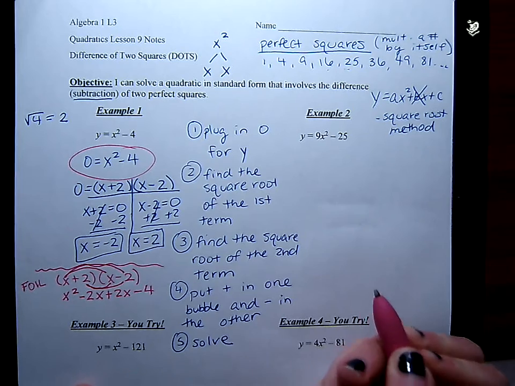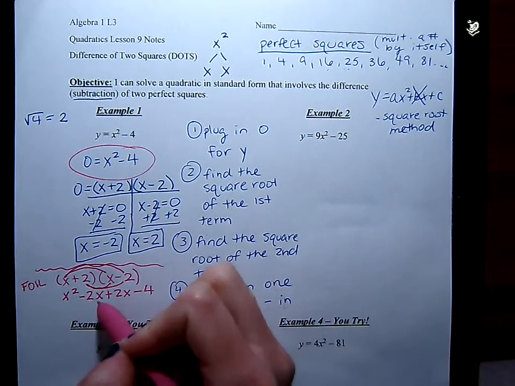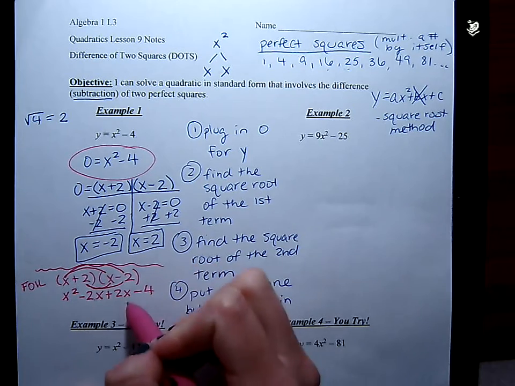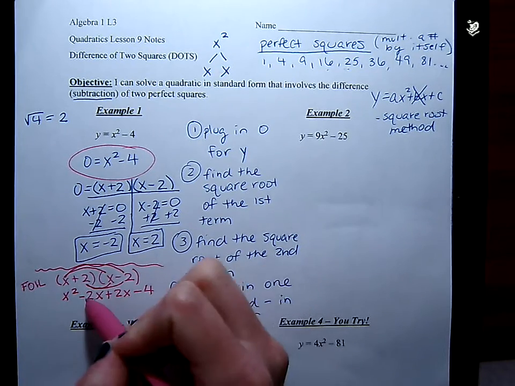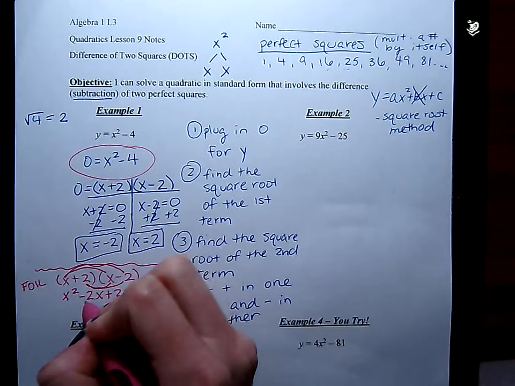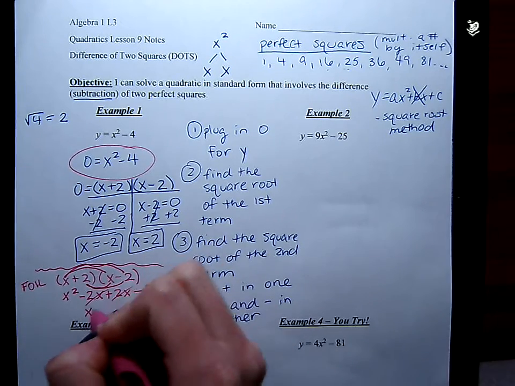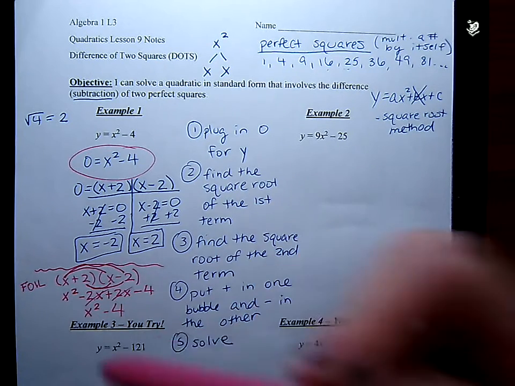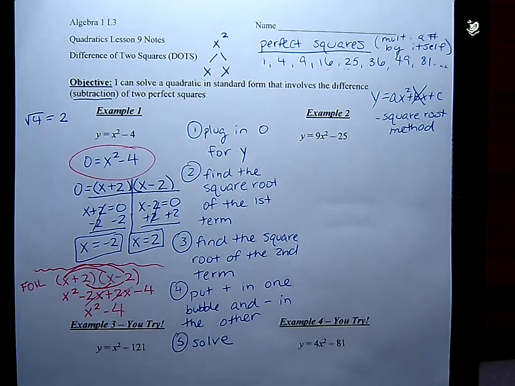So you'll notice what ends up happening is the middle two terms have the same variable, the same coefficient, but they're opposites, which means that a negative 2x and a positive 2x will actually cancel each other out. And that's why it's just x squared minus 4 left over. So you could see how if you FOIL it, you'll actually get back your original answer.